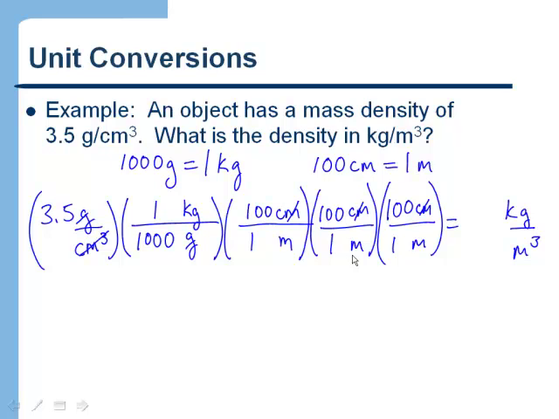If we do the math here, we have 3.5 multiplied by 100 times 100 times 100 again, and then divide by 1,000. And if you do that yourself, you should get 3,500 kilograms per meter cubed. Or if we wanted to put that into scientific notation, 1, 2, 3, that would be 3.5 times 10 to the third kilograms per meter cubed.